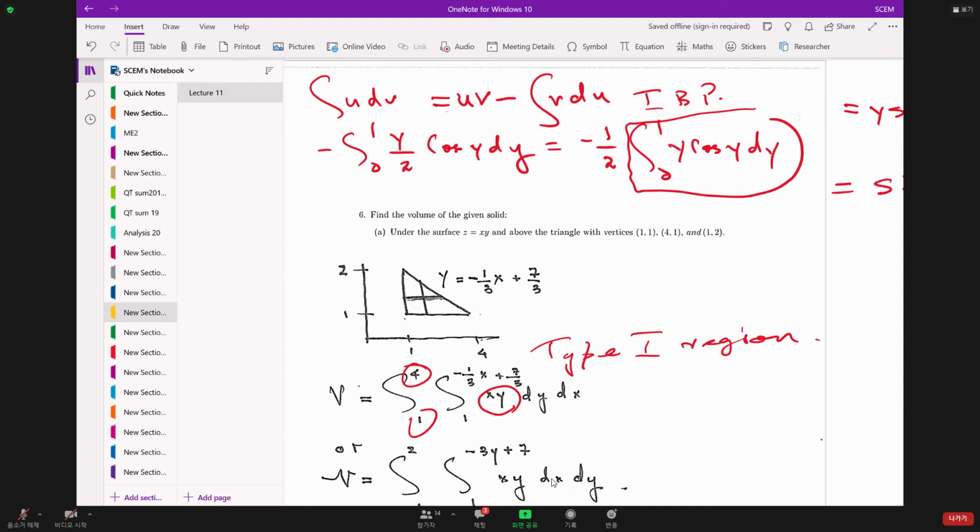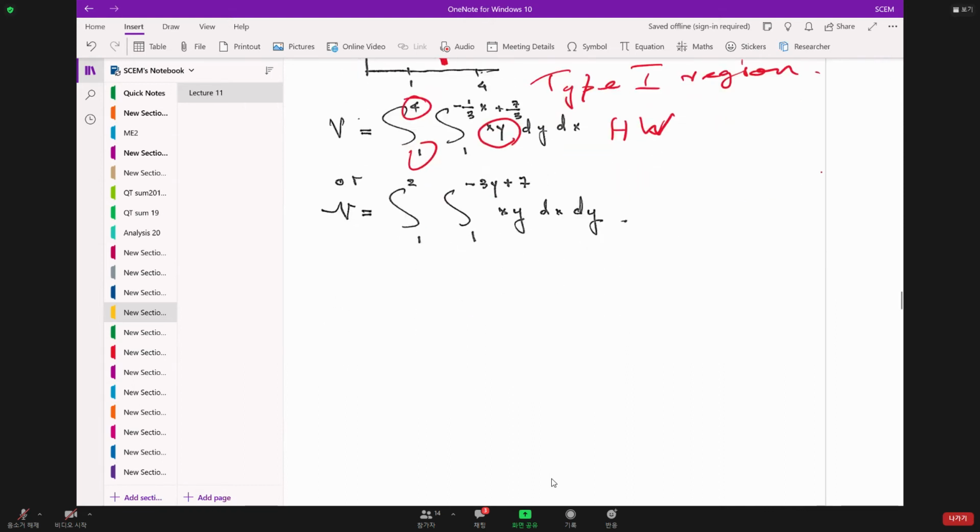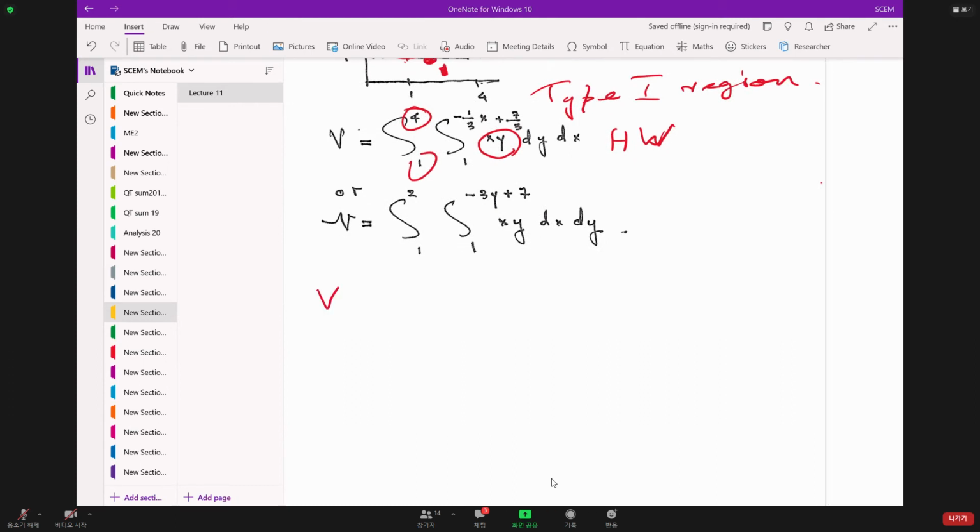Y changes from the lower limit 1 to a function of x here. So y changes from 1 to minus 1/3 x plus 7/3. Now you integrate this. Homework, you integrate this. A bit of hard yakka, but it doesn't matter. Just integrate. Okay, here we are. We'll integrate that, x from 1 to 4.